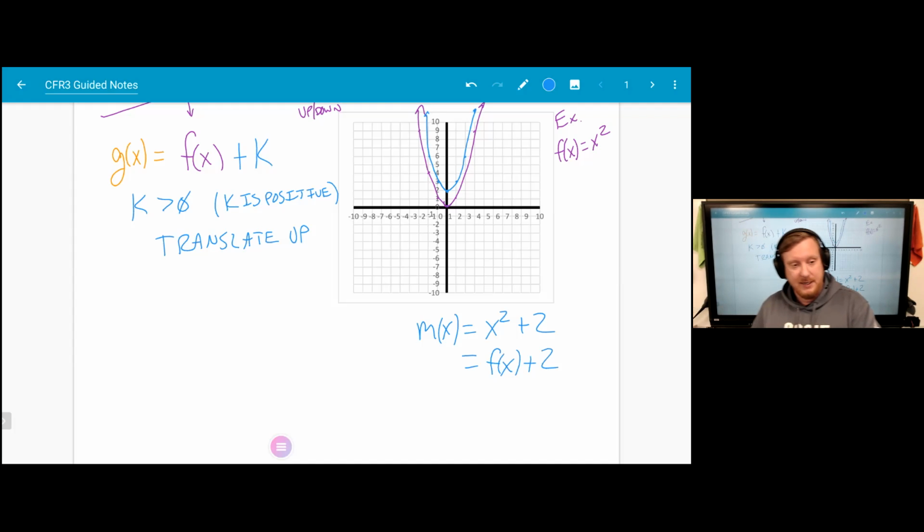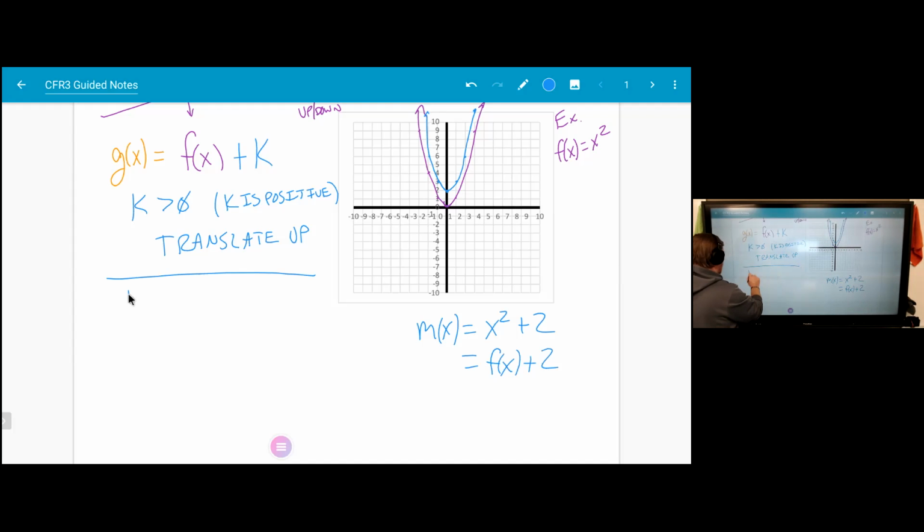Now, conversely, what if k was negative? What if k was less than 0?